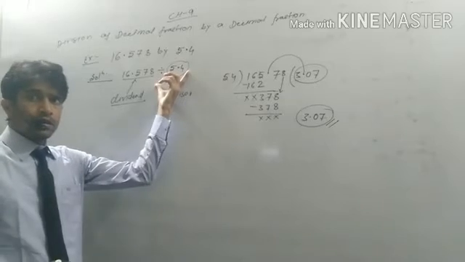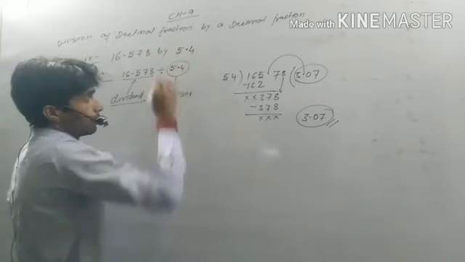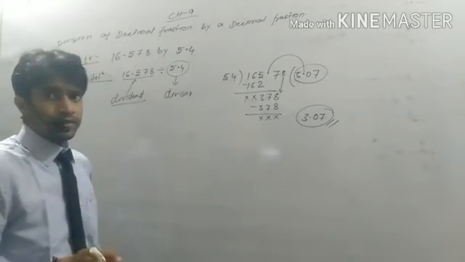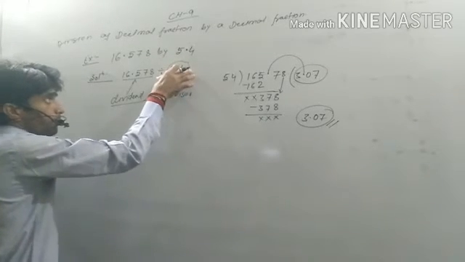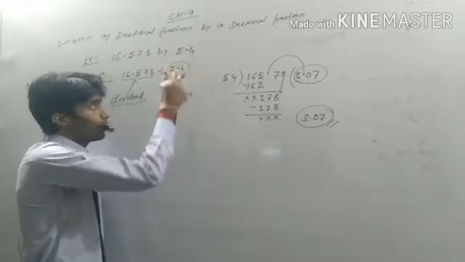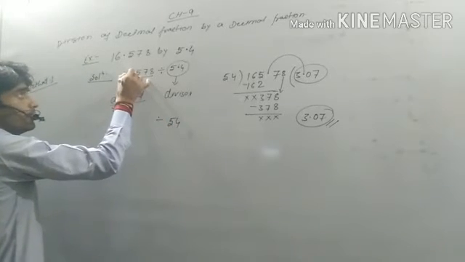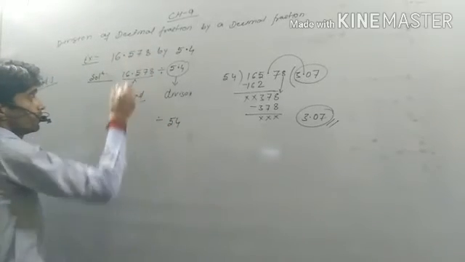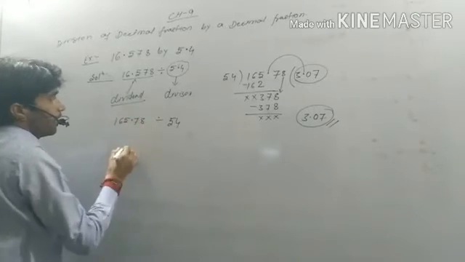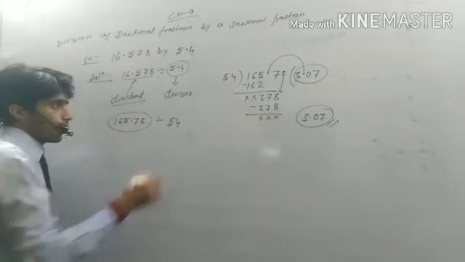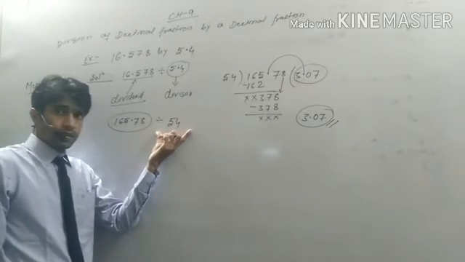For making a whole number by shifting the decimal point in one place. Okay, so shift the decimal after one place. So 5.4 is make a whole number 54, and now shift the decimal after one place. So this is 165.78, and this is new dividend and new divisor, and dividend is decimal fraction and divisor is whole number.